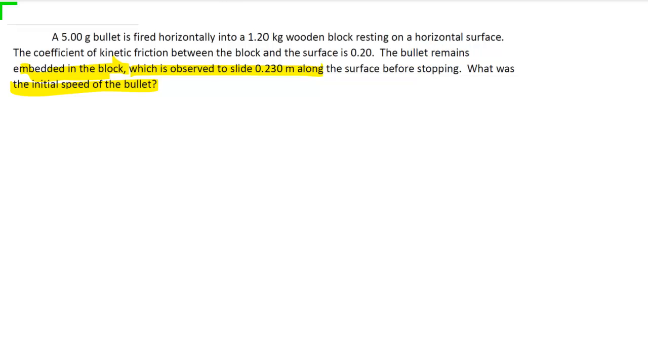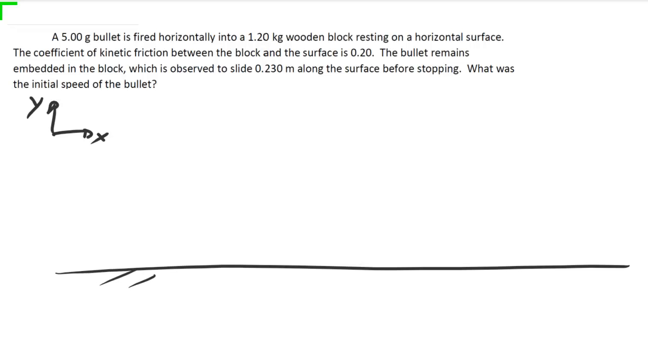This is pretty useful analysis techniques. So let's just write out everything that we have given. So I'll establish a coordinate system first. I'm going to need that at least during my conservation of momentum. And there's a surface along here, horizontal surface, not frictionless. There's a coefficient of kinetic friction equal to 0.2.